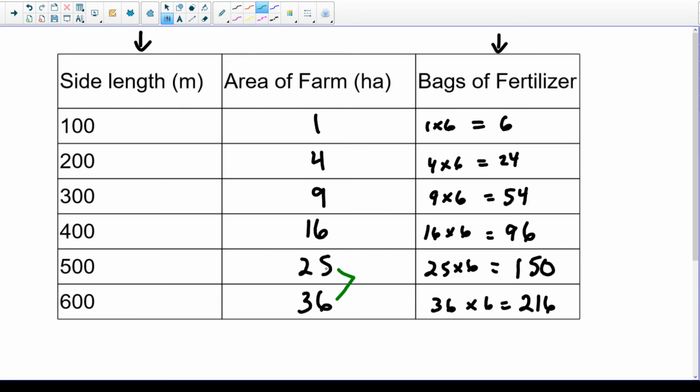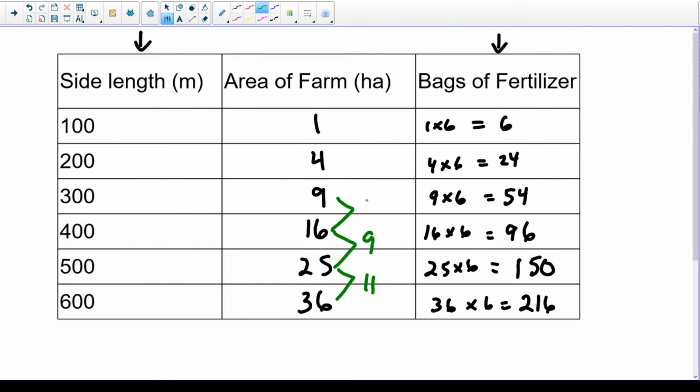Okay, so 36 minus 25 is 9. 25 minus 16 is... 4 plus 5. Wait a second. 5 plus 6, that's not 9. Sorry, that's 11. This one's 9.